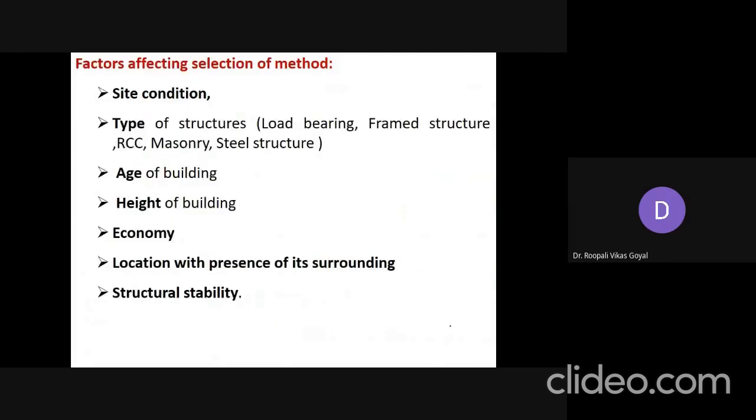So these are the factors which affect the selection of method. कौन सी method select करनी है? So depending upon these criteria, you can select a particular method. So first is the site condition that you have to check. Then which kind of structure it is: it's a load bearing, frame structure, RCC, steel, masonry. So that you have to check which kind of structure it is. Age of the building, this is also important. Then height of the building, then how much money you are having, that is economy. Then location with the presence of its surrounding: में कौन सी important building है क्या? कुछ भी नहीं है तो you can adopt other methods. Okay, then structural stability of the existing building.